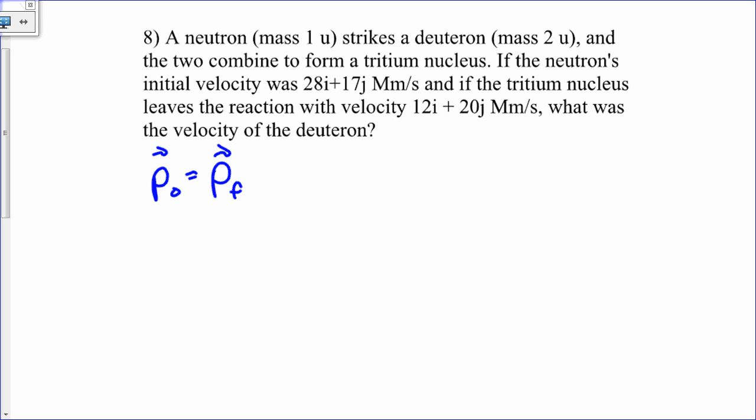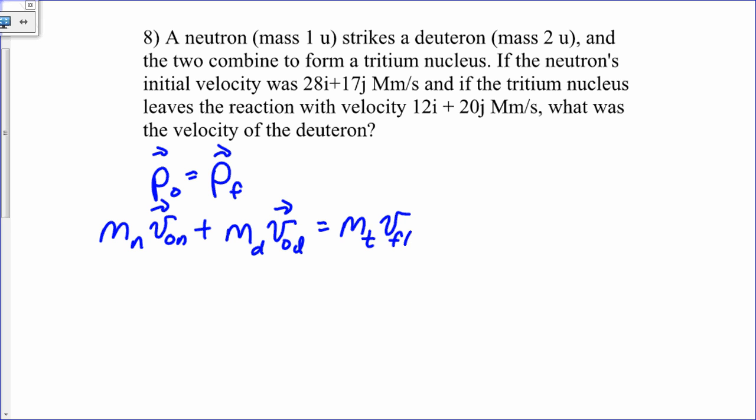I'm going to keep my vector notation. My velocities are in the x and y direction. Mass of the neutron times initial velocity of the neutron, plus the mass of the deuteron times the initial velocity of the deuteron, is equal to the mass of the tritium times the final velocity of the tritium, because they combine to form a tritium nucleus.